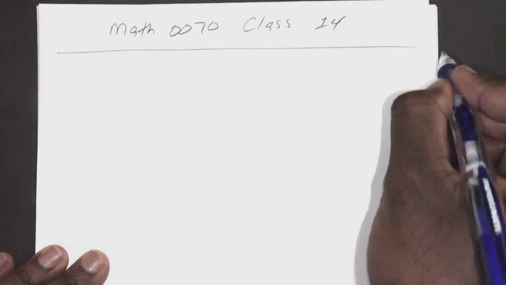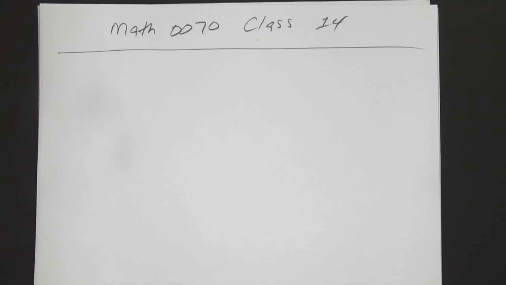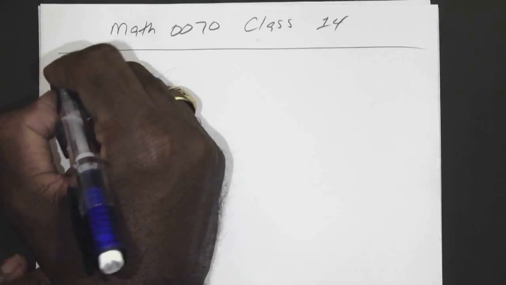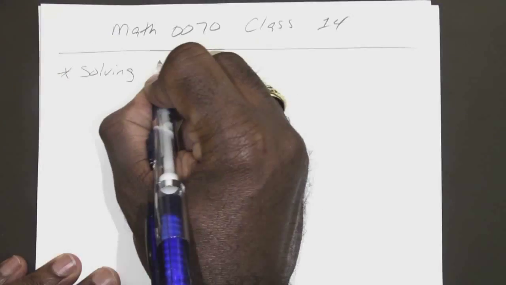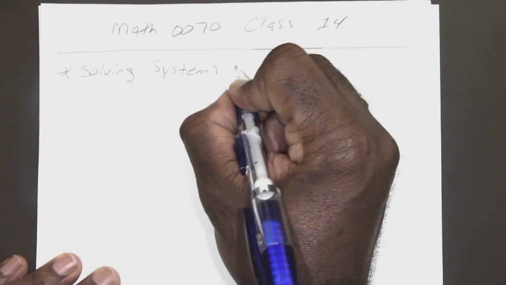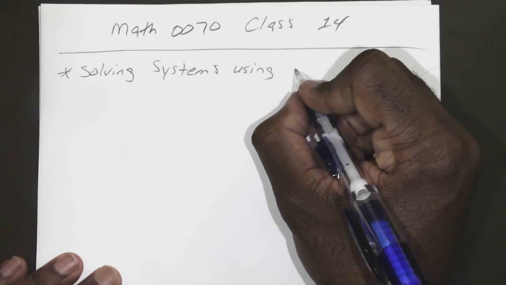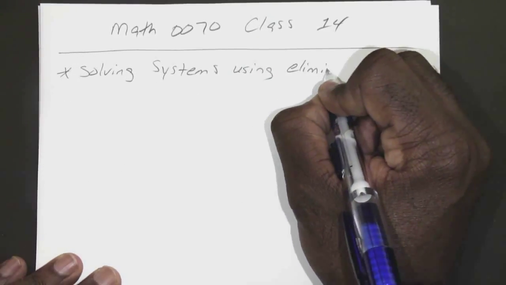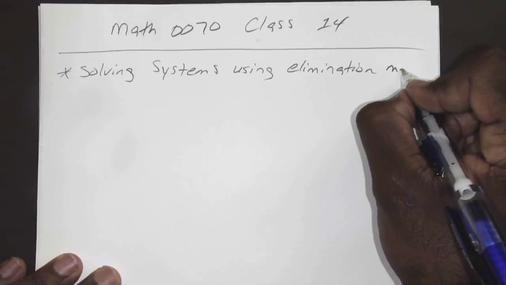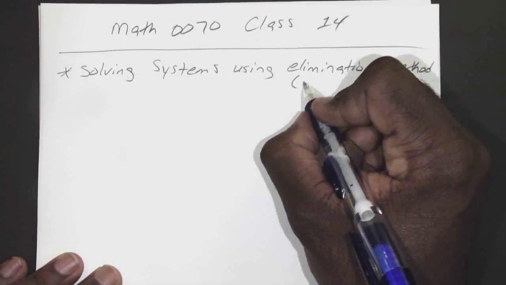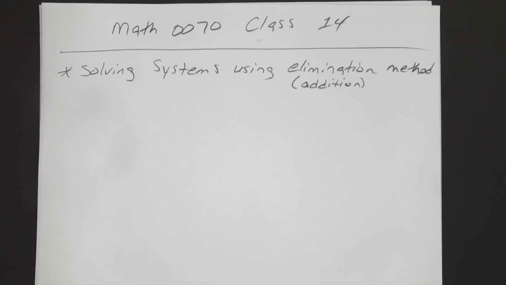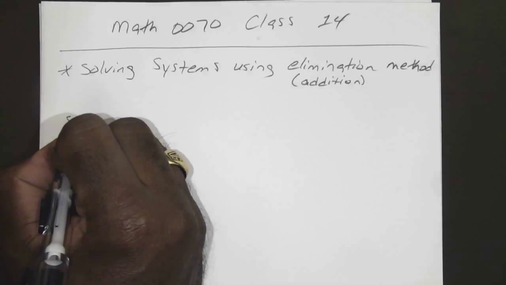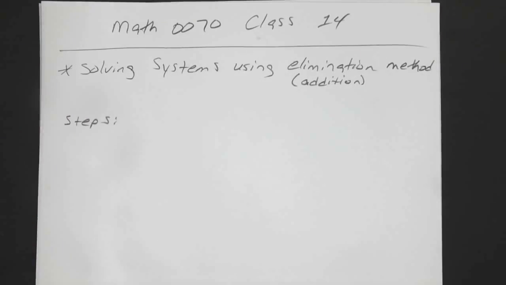So today we're going to continue with systems of equations. But this time we're going to solve systems using the addition method. Sometimes elimination is called the addition method. Okay, so we're going to get a few steps for doing this one.